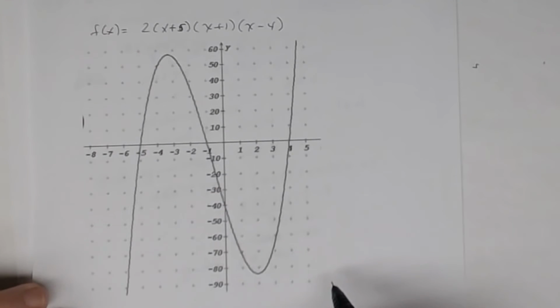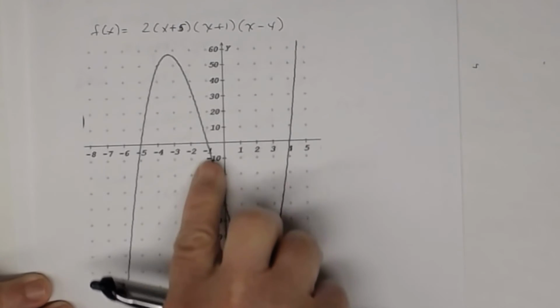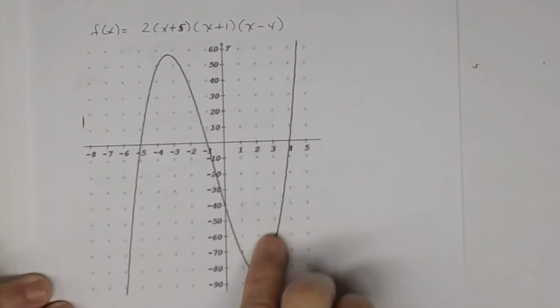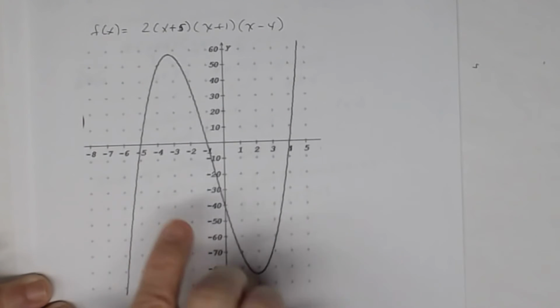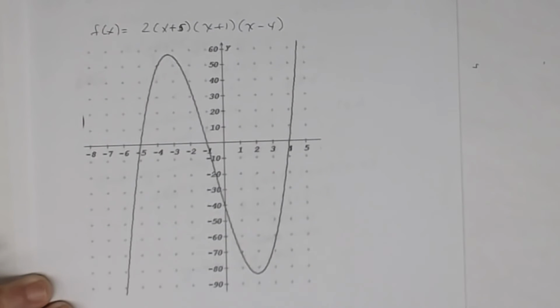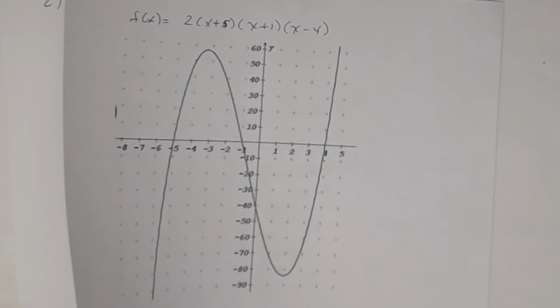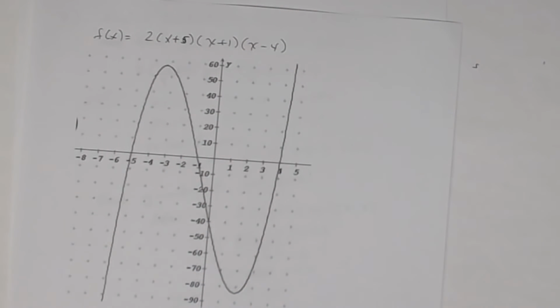All right, so there's a graph. And again, when you get into calculus, you'll be able to graph something that looks just like this by using derivatives to help you. All right, so that was number 2. Let's look at number 3.